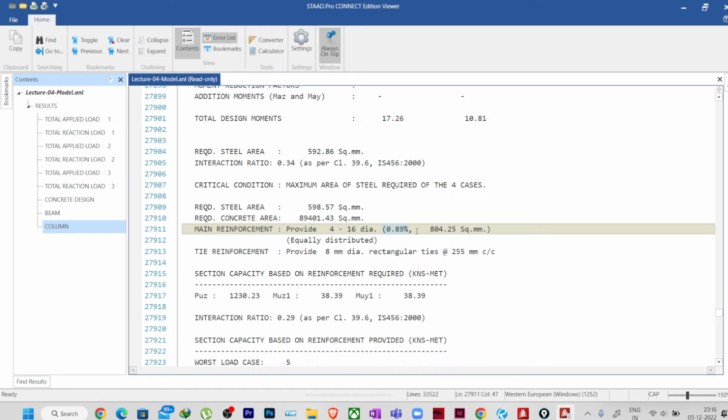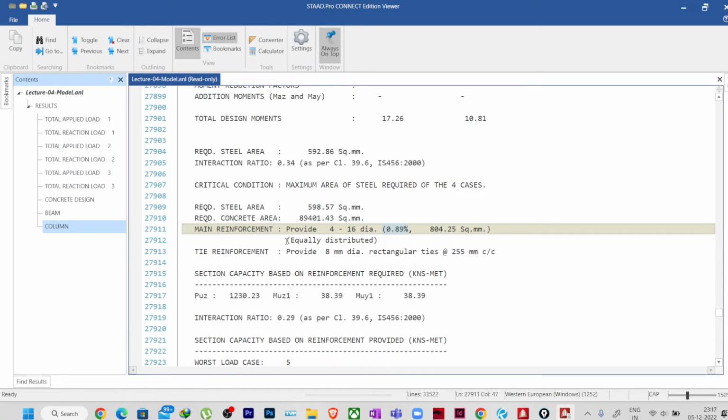But one problem with STAAD Pro, I will say, is that in many cases you will see STAAD is providing a percentage of reinforcement less than 0.8%. Remember, in such cases you should not provide reinforcement less than 0.8%, because the minimum percentage of reinforcement to be provided in a column as per IS 456 is 0.8%. So if STAAD is giving any result less than 0.8%, you should not consider that, and you should assume a reinforcement which is greater than or equal to 0.8%. Accordingly you need to find out the area of reinforcement.